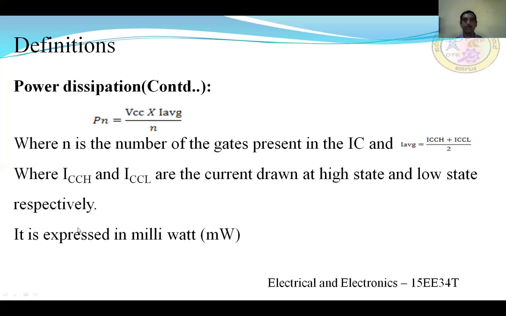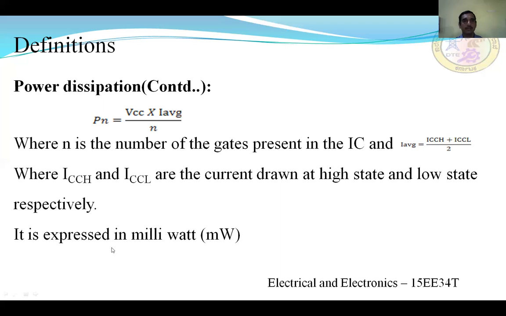Usually power is measured in watts, the unit of power. But here the power consumption is in the order of very few watts, so we express it in milliwatts. Milliwatts are sufficient to measure the power dissipation.